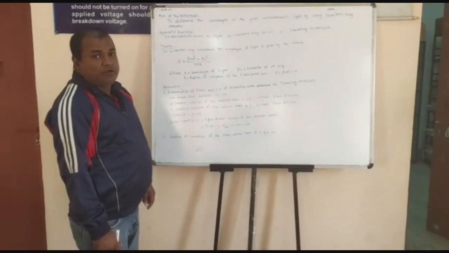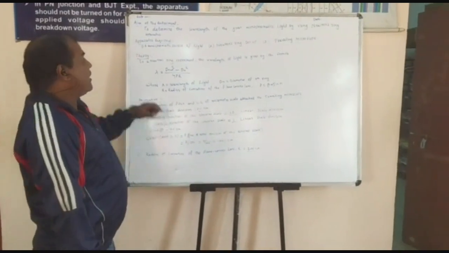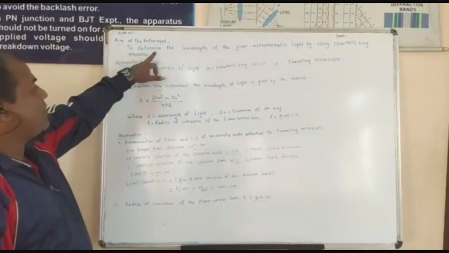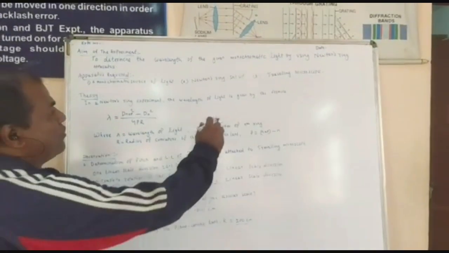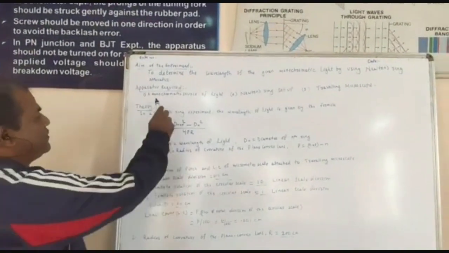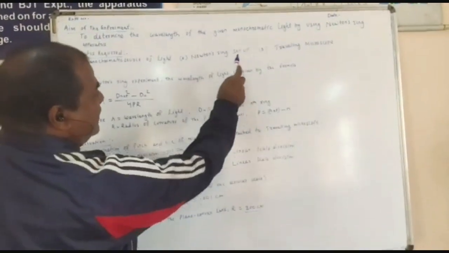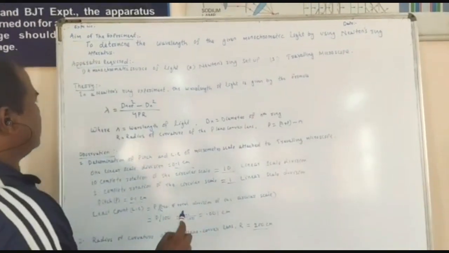Myself Manoranjan. Today we will do the fourth experiment of your physics lab. The aim of the experiment is to determine the wavelength of given monochromatic light by using Newton's ring apparatus. The apparatus requires a monochromatic source of light, a Newton's ring set, and a travelling microscope.